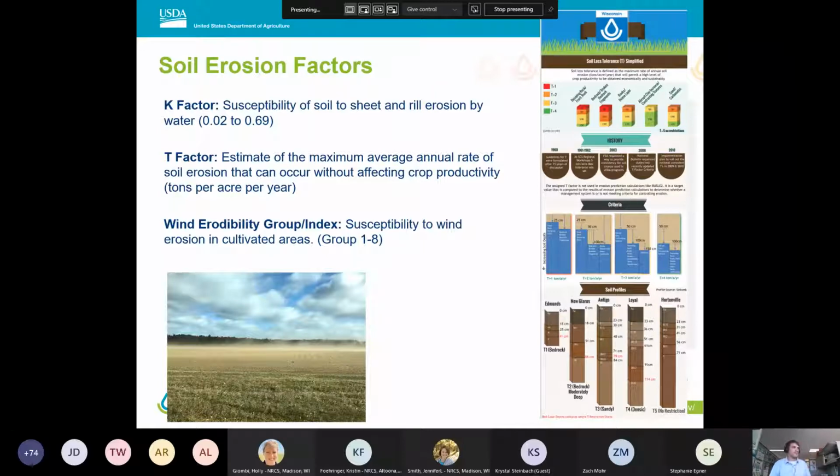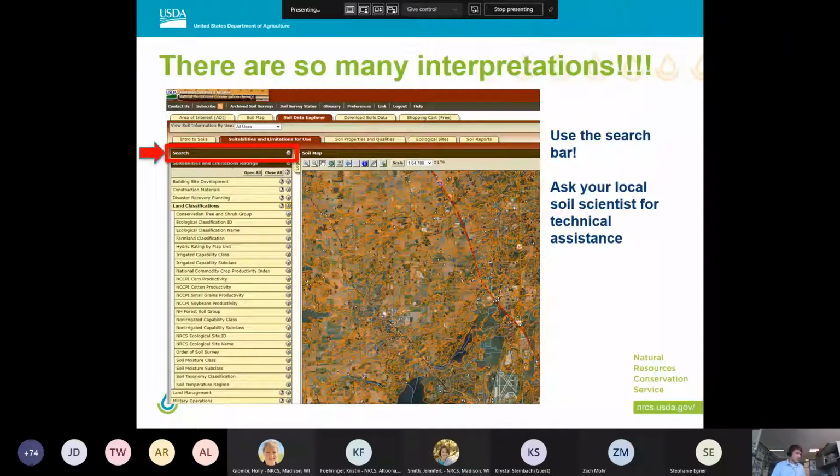This is the one over on the right for T factor. So it shows you the criteria, it gives you some examples. T factor is the maximum tons per acre of soil that could get lost without affecting crop production. And then we also have a wind erodibility group and an index, and that's showing the soil susceptibility to wind erosion in cultivated areas.